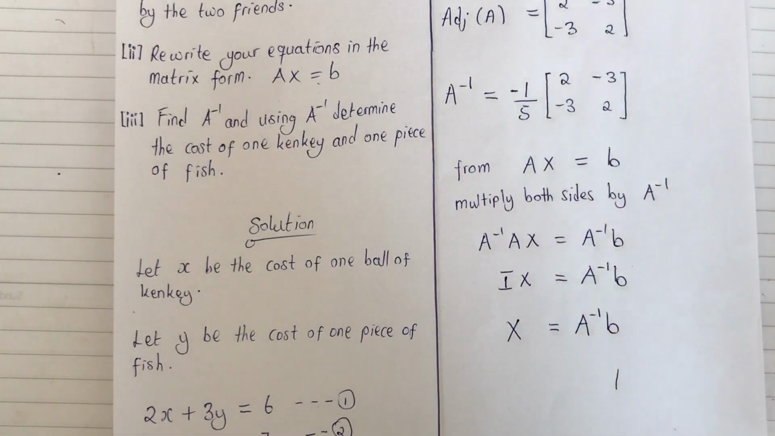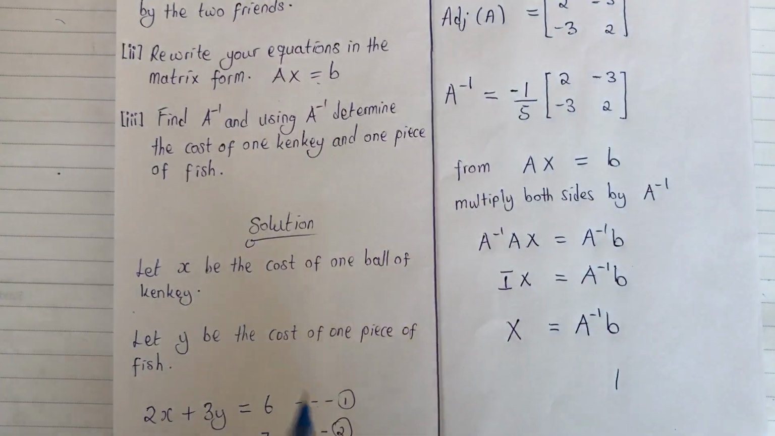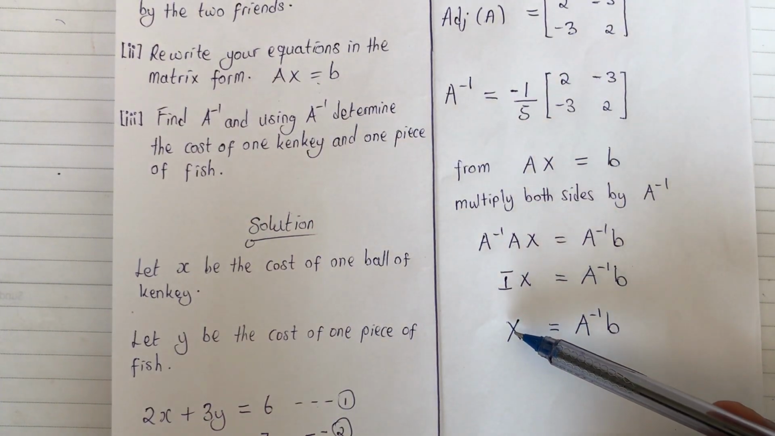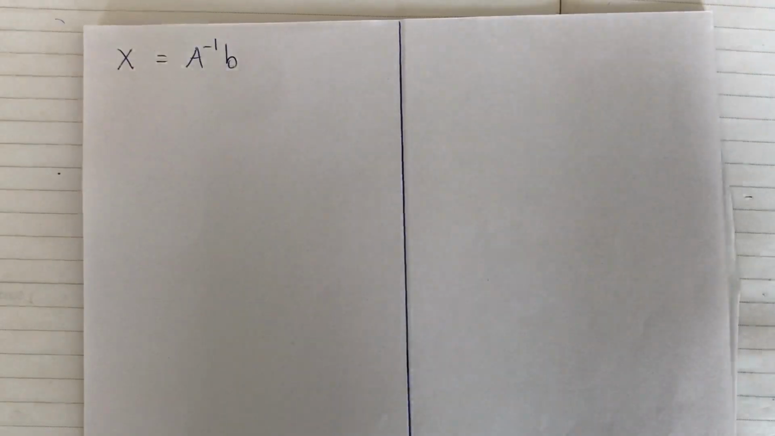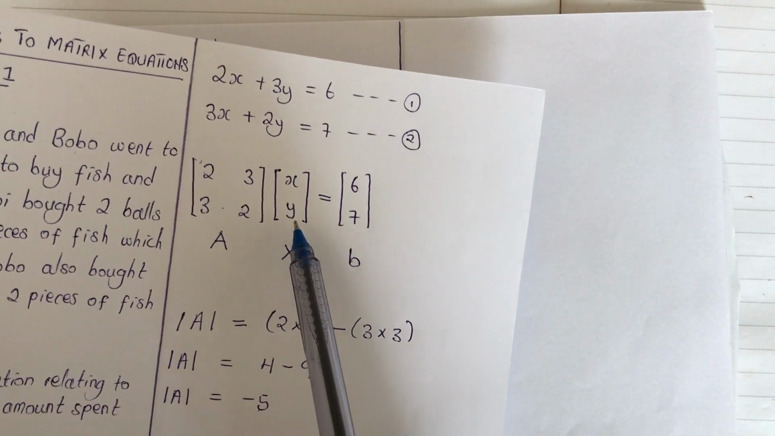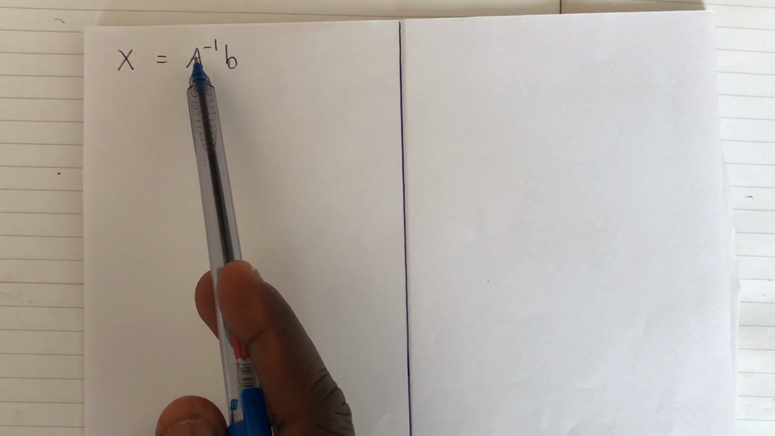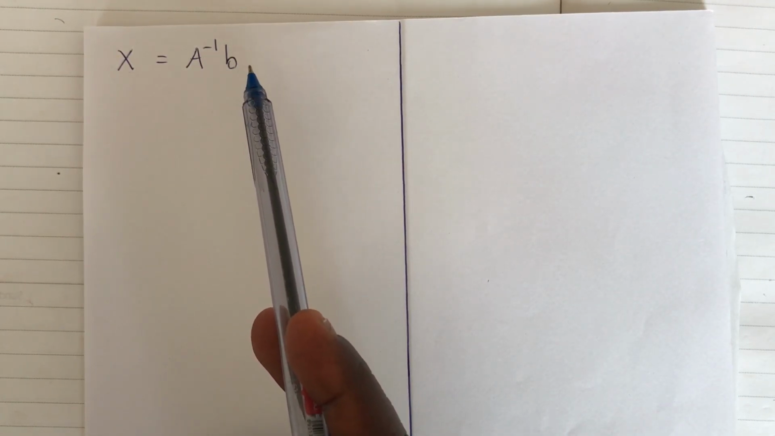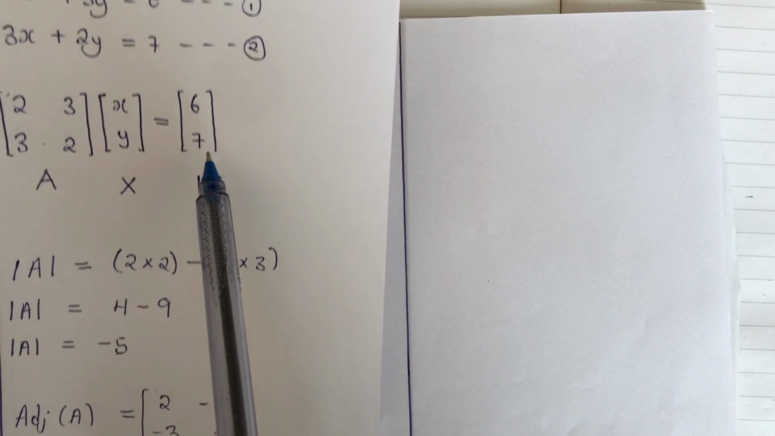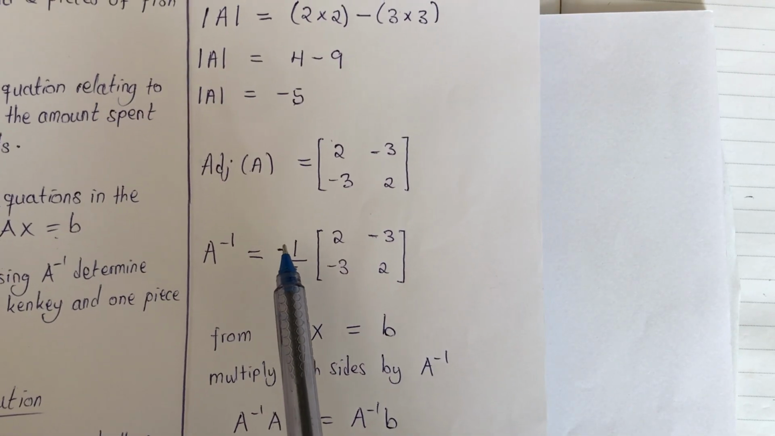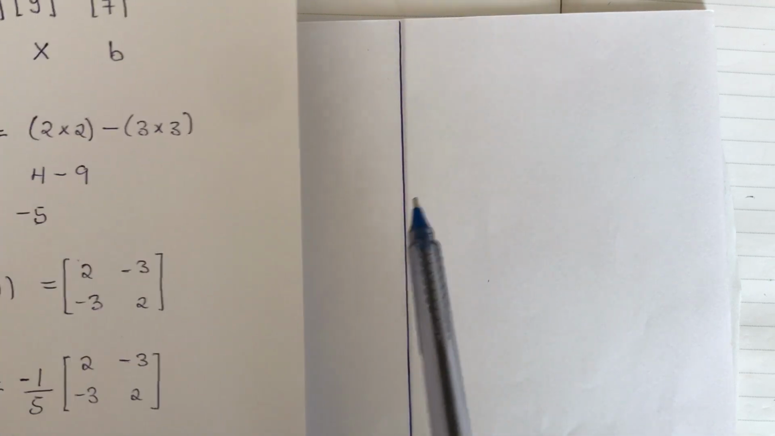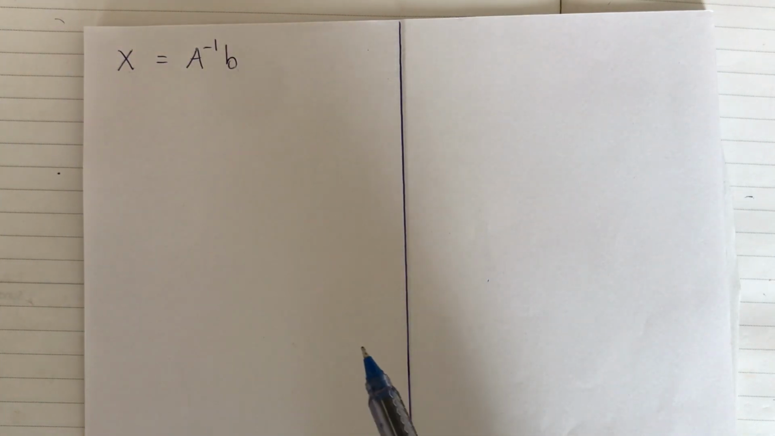Now what are we looking for? The question said use the A inverse from here to determine the cost of one kinky. So we are using A inverse to determine the values for capital X here. So from here, to be able to find the variable X, which is standing for x and y, all you need to do is to multiply the inverse function by B. Don't be confused. Remember that B here equals 6, 7. And the inverse function equals -1/5 times this matrix 2, neg 3, and 2. So I can substitute this result into the formula, and then I'm done with the calculation.